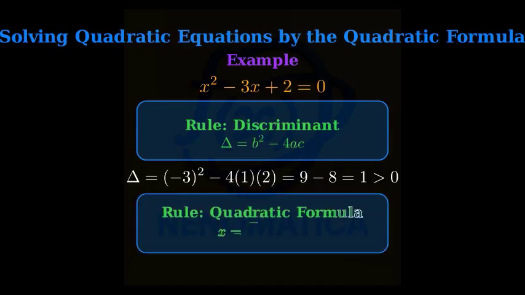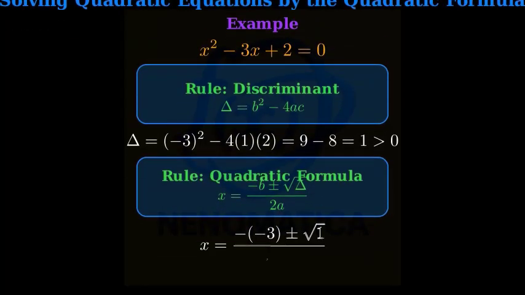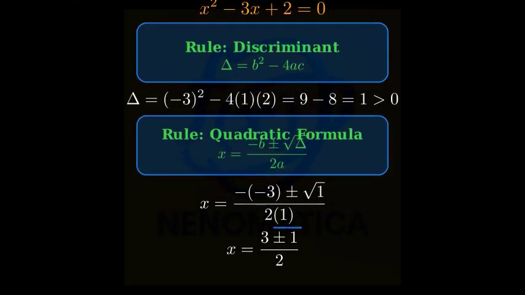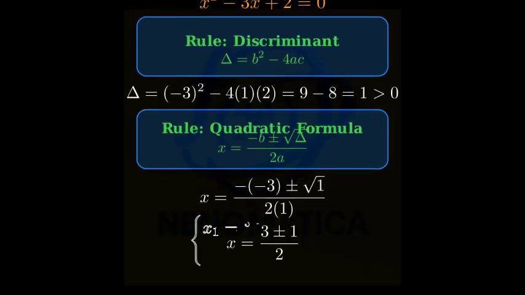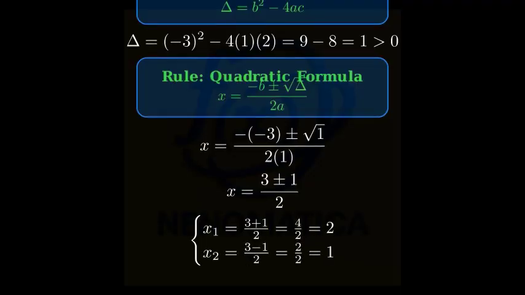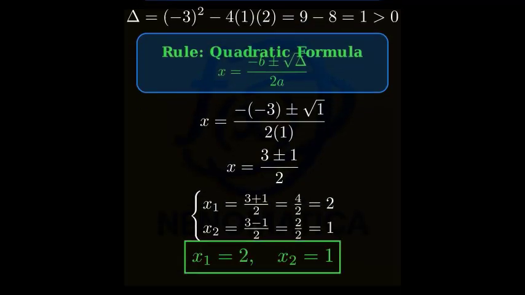Step 2. Apply the quadratic formula. x equals negative b plus or minus the square root of delta, all over 2a. Substitute the numbers to get x equals negative 3 plus or minus the square root of 1 over 2 times 1, which is x equals 3 plus or minus 1 over 2. Step 3. Compute the two roots. So the roots are x1 equals 2 and x2 equals 1.